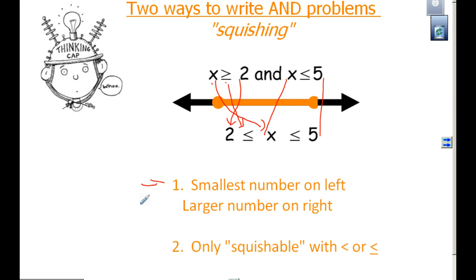A few guidelines are right here. The small number is always on the left. Large number is always on the right. And you only use less than or less than or equal to signs. These will never be pointing greater than. The logic doesn't really work if those are not both pointing to the left. So it's one or the other, less than or less than or equal to. Usually they're both the same sign, both less than or equal to or both less than, but sometimes it can be one of each. So if you had an open circle here, then that would just be less than only. So it just depends on the graph.